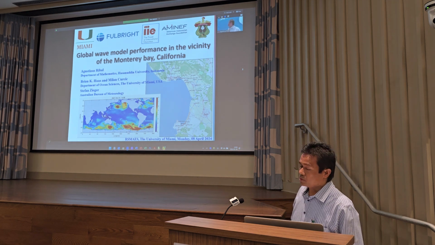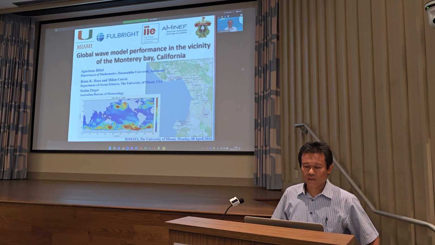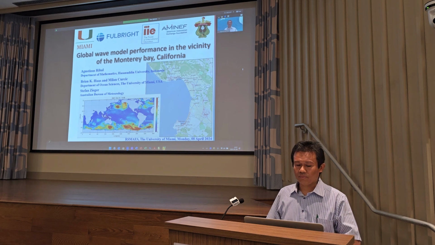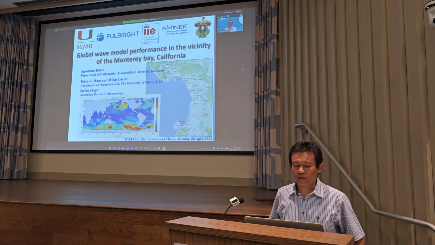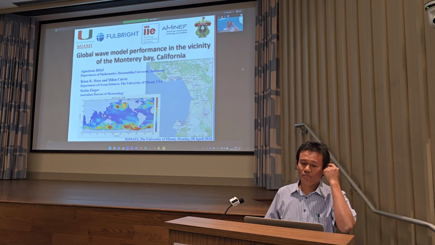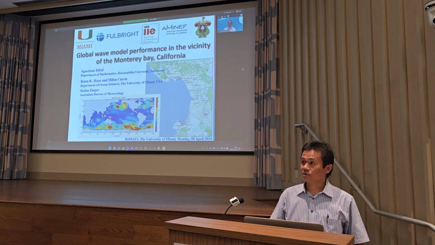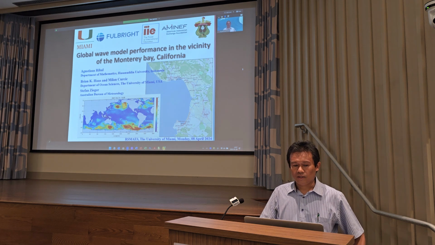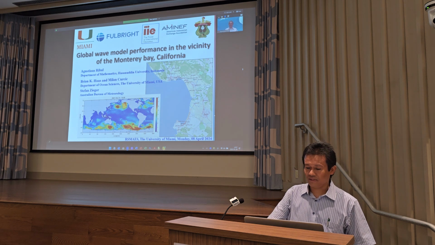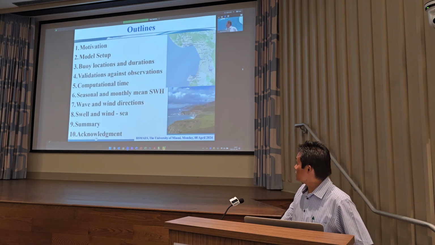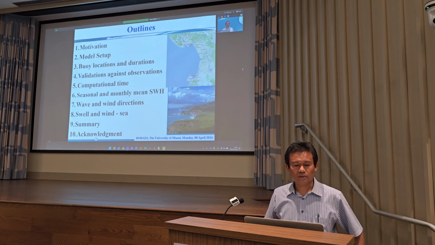So what we are actually doing in this work is, we downscale the model from the global until the Monterey Bay in California, using the model WAVEWATCH III with two different source terms, which are ST4 and ST6.